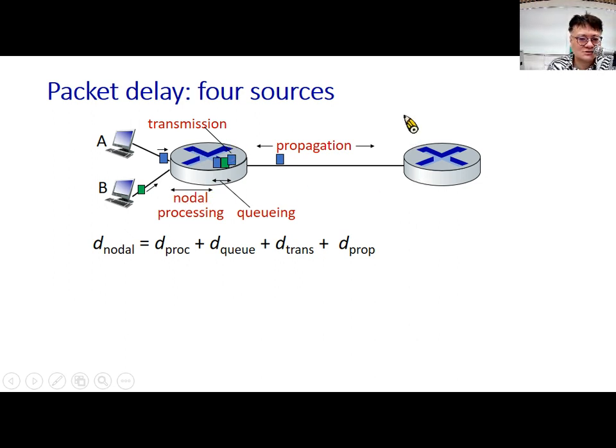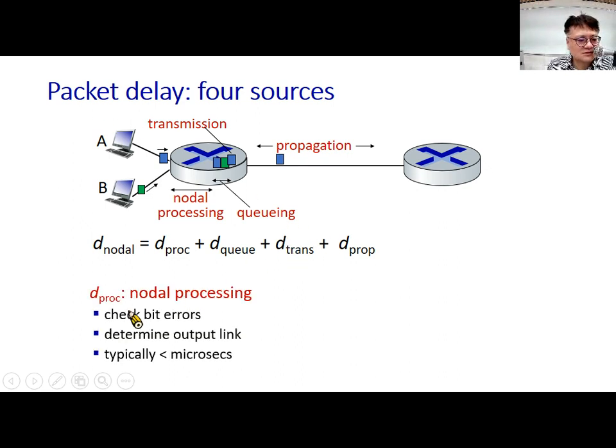Transmission is from here to here, so we need to consider propagation from here to here, which gives some packet delay. Second is the transmission, which depends on the link rate, so there is also some delay here. Then there are the queue buffering delay and the nodal processing delay. We consider all four sources for the packet delay.